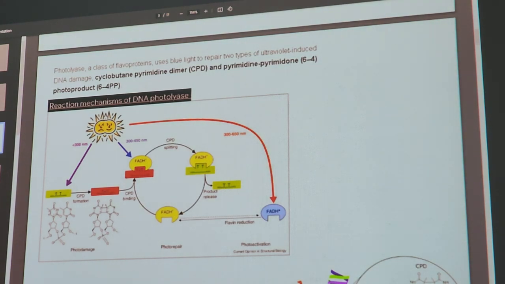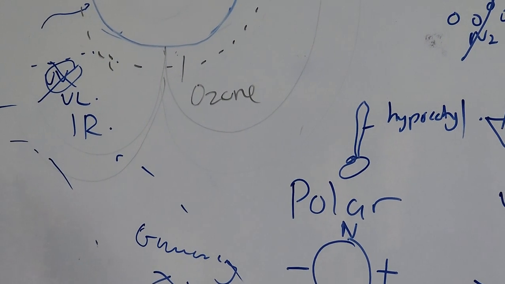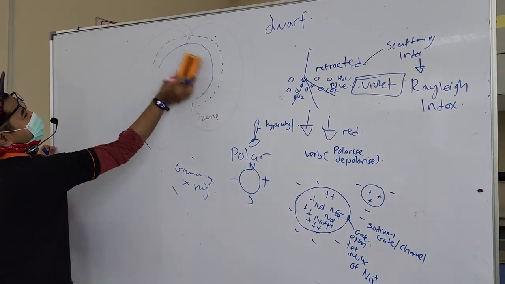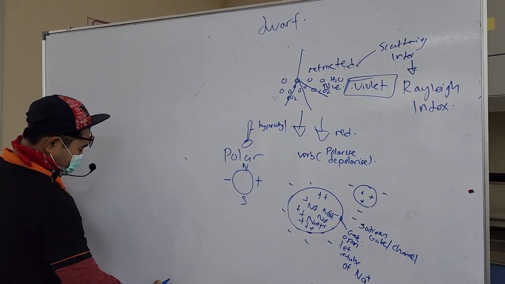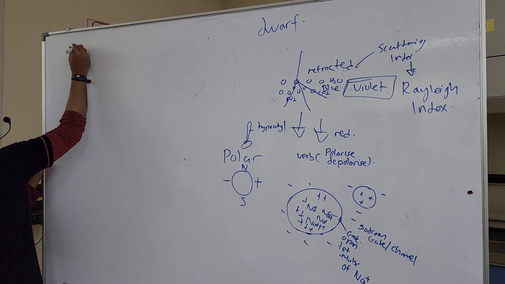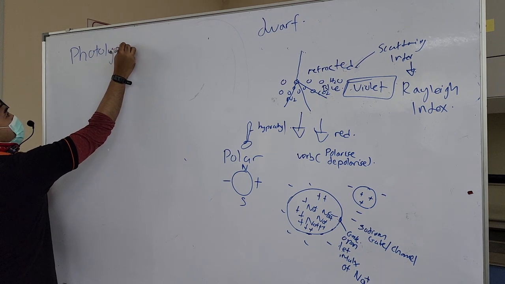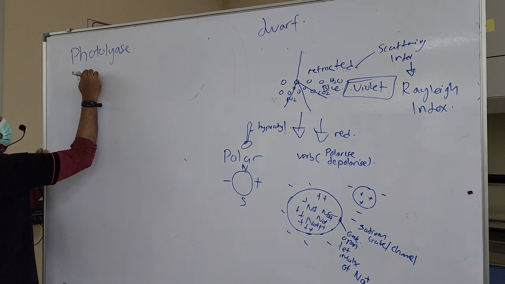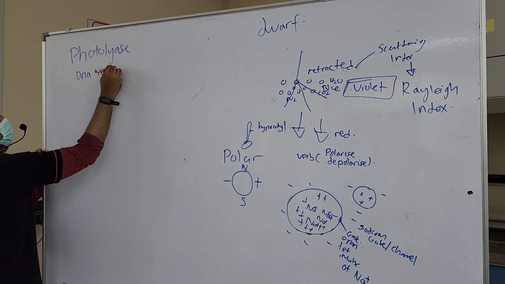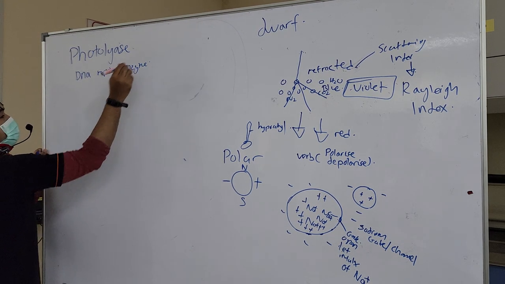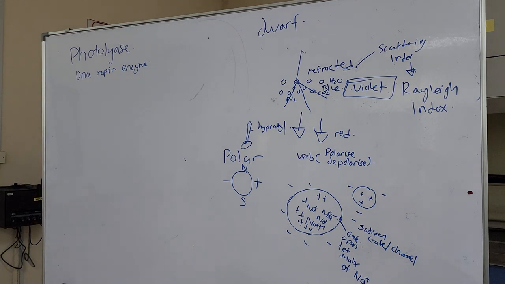So one reason is, in plants, there is a special DNA repair enzyme. It's called, I'll just rub this, okay? You know, the bigger the board that you give me, the more I will draw on, so I need to limit myself sometimes. Photolyase, DNA repair enzyme.